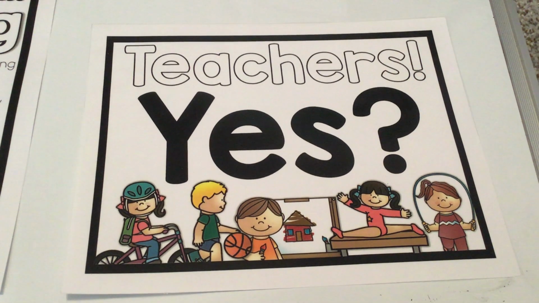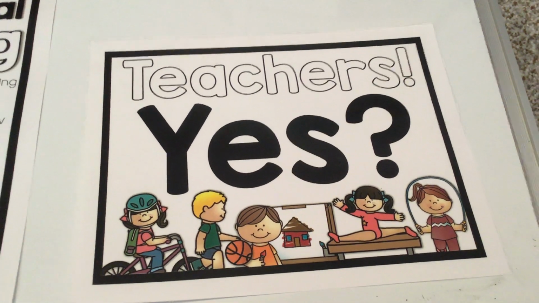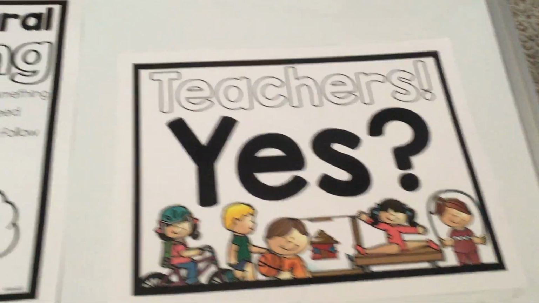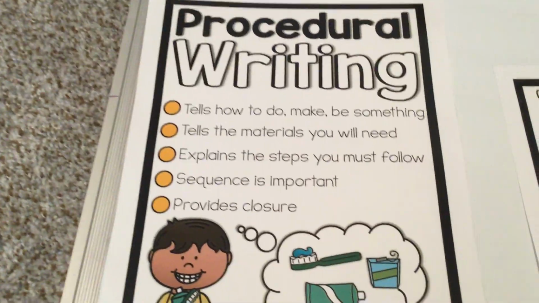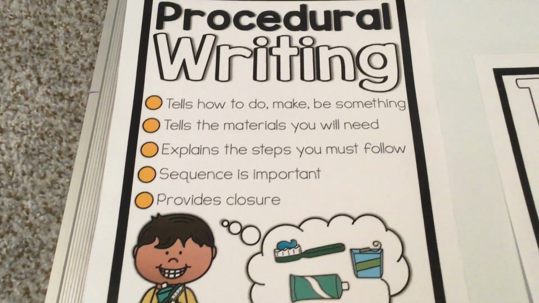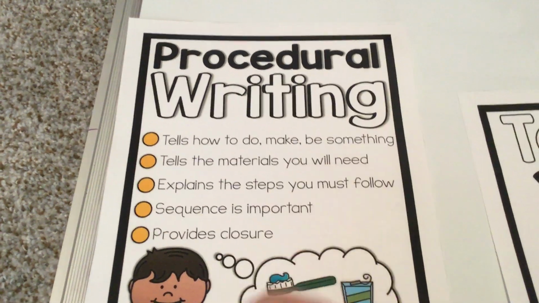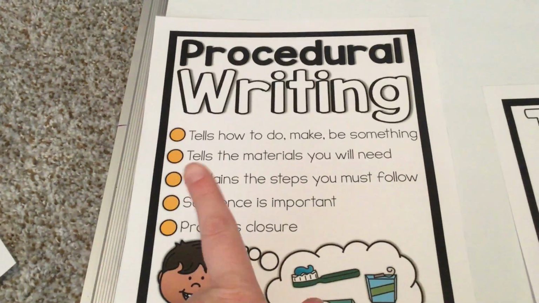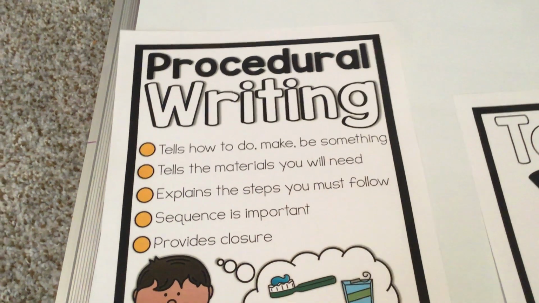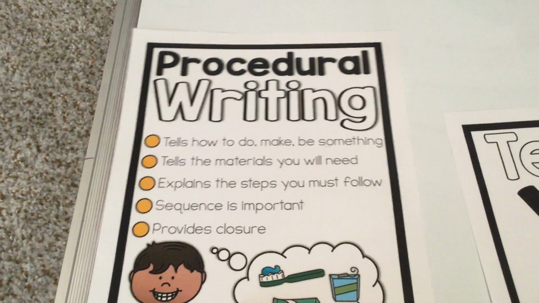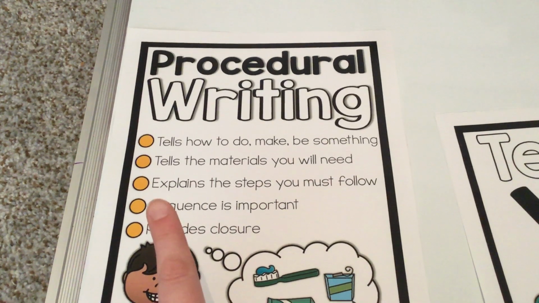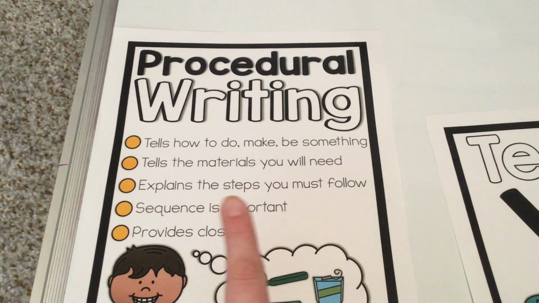Teachers, you guys have been working so hard on your procedural writing. So we've made sure that in our stories, we tell how to do, make, or be something. That's like your topic. You tell the materials that you will need. You'll list those in your story. I'm sure you did that already because that was on your rubric. You explained the steps you must follow.